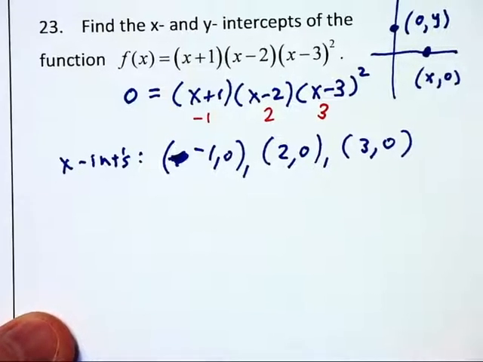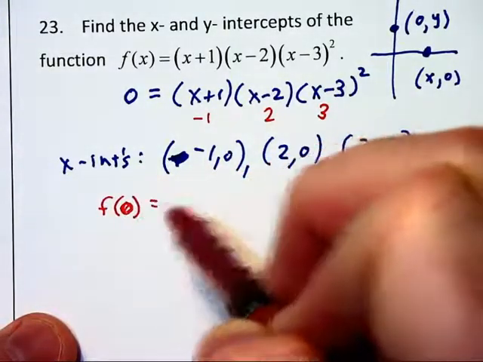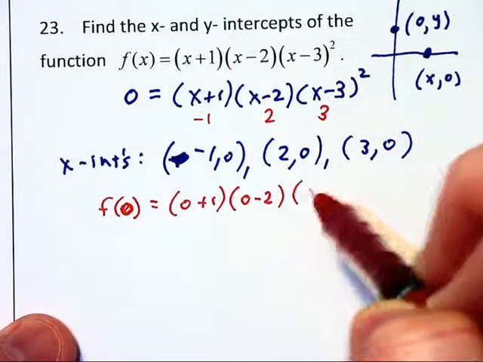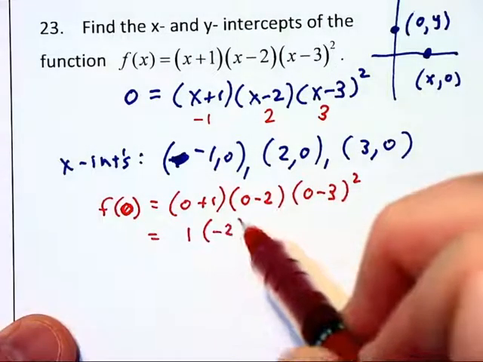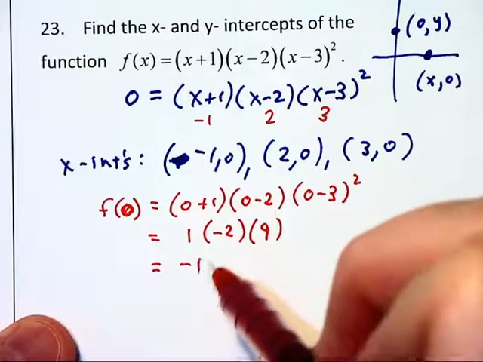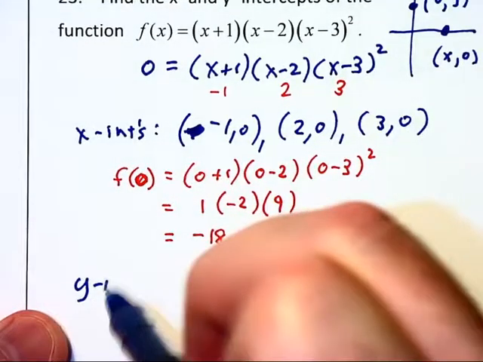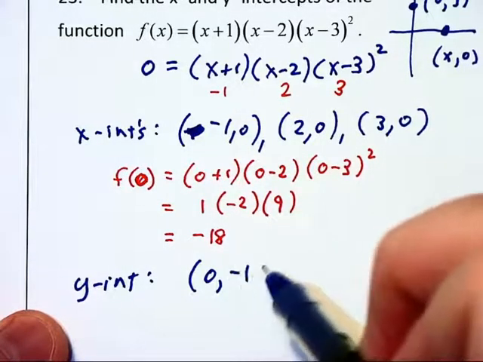Now as far as the y-intercepts go, I'm going to let x be 0. So I go back to the original problem, f of x, but let's write that as f of 0, which will be (0 plus 1)(0 minus 2)(0 minus 3) squared. That becomes 1 times negative 2 times positive 9, and we get negative 18. And that tells me that the y-intercept is going to be at 0, comma negative 18.